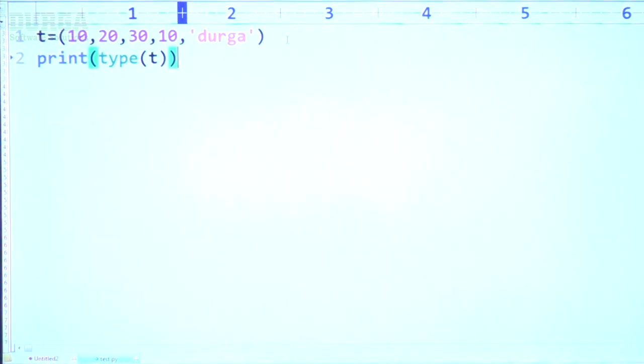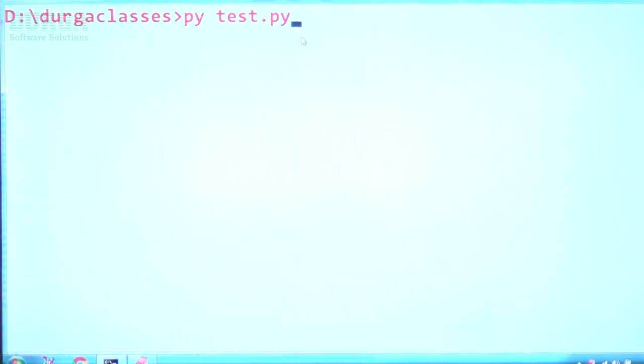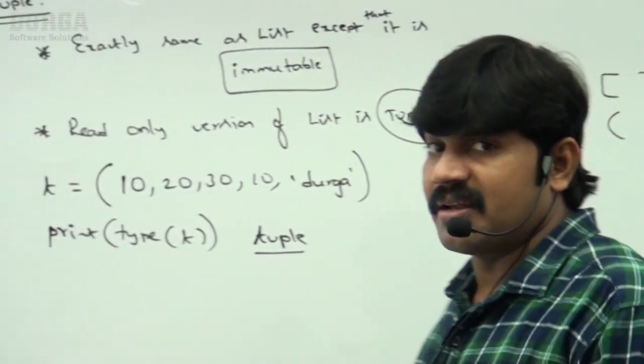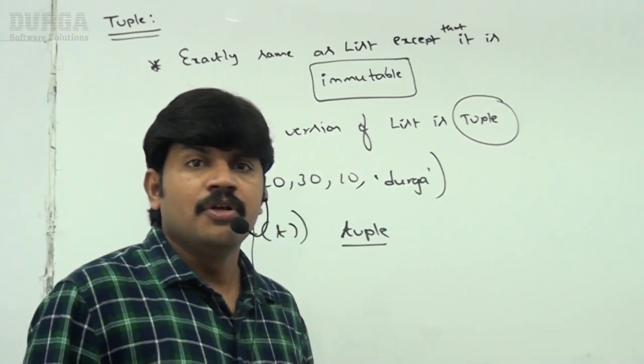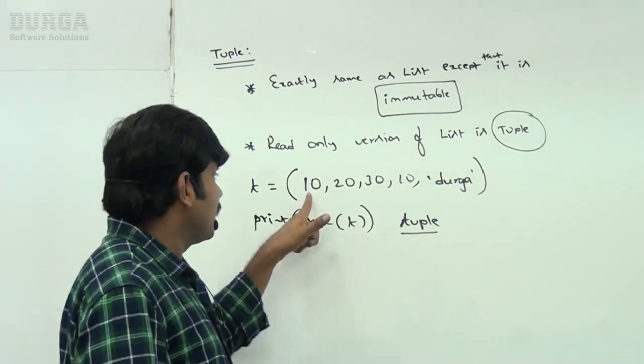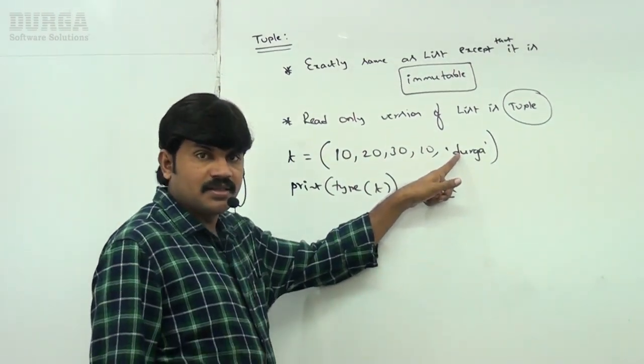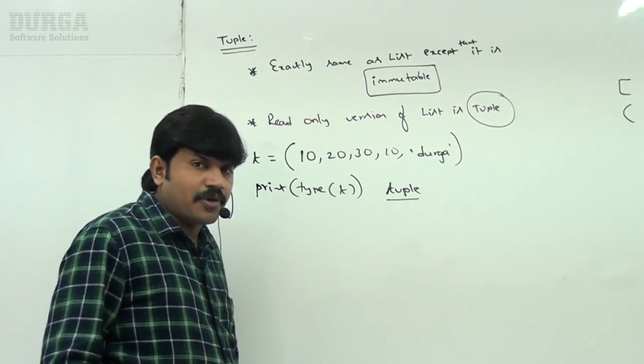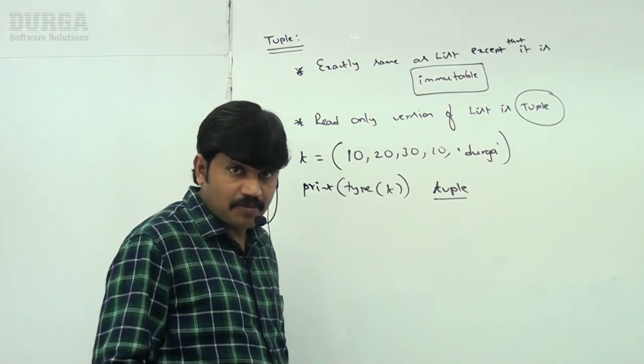Now print of type of t. Have a look once. What output are we going to get? Class tuple. Tuple is the output we are going to get. It is a tuple. Now, I have one small point. Is order important or not? Yes, order is important. What is the first element? 10. What is the last element? Durga. If the order is important, slicing and indexing are applicable.